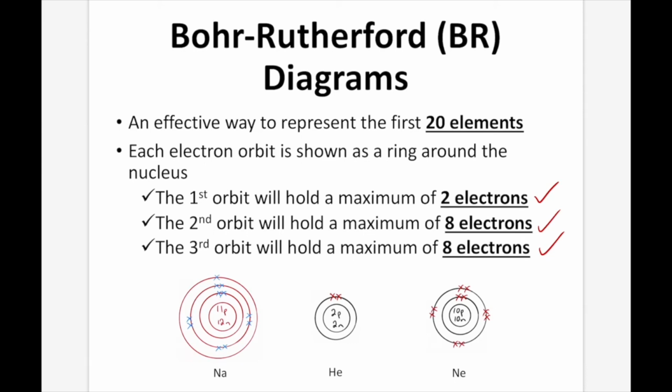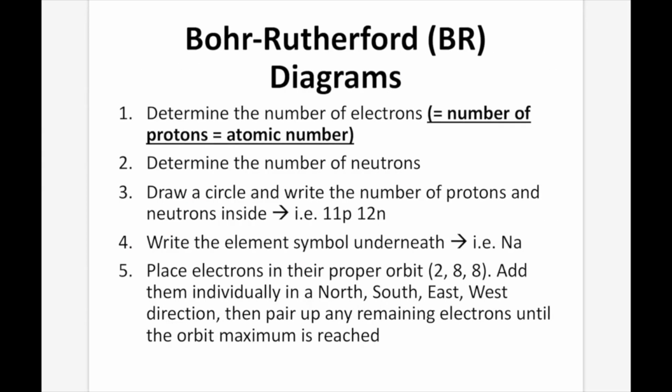And here are 3 examples of Bohr-Rutherford diagrams. Sodium would look like this. We're going to have 2 here, right? 1, 2, and then you have 8 around the second. 1, 2, 3, 4, 5, 6, 7, 8, and then it has 1 left over. Helium only has 2 in its outer orbit, and neon has 8 in its outer orbit, plus the 2 in the inner orbit. So how do we draw Bohr-Rutherford diagrams?